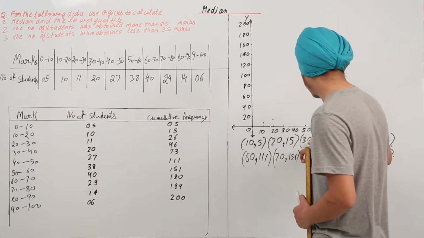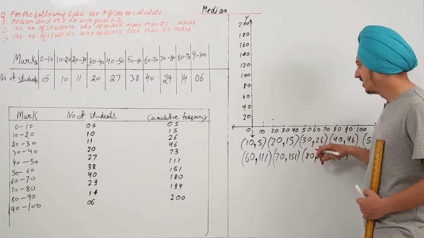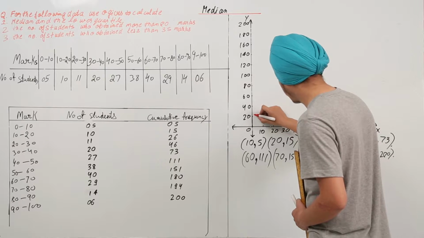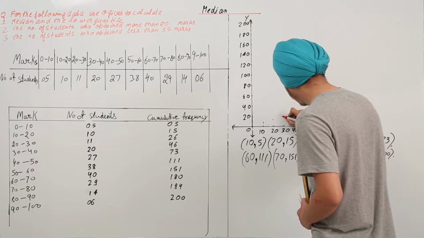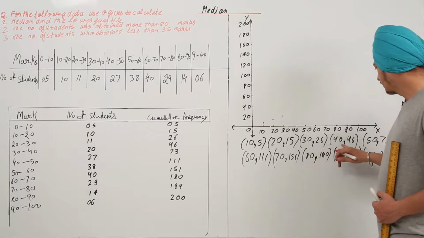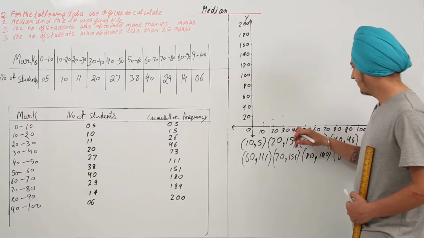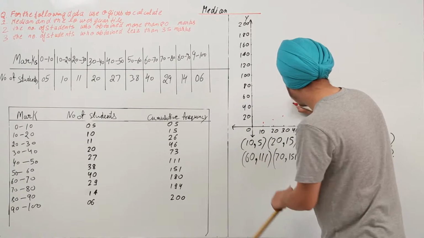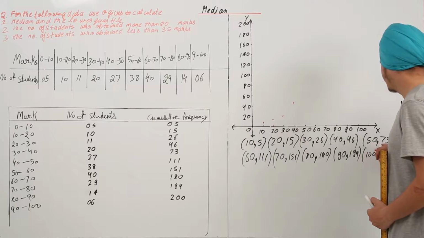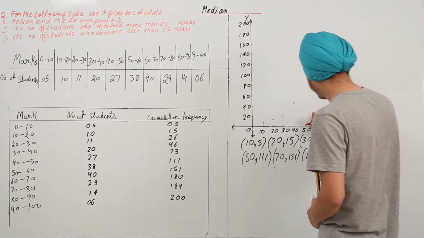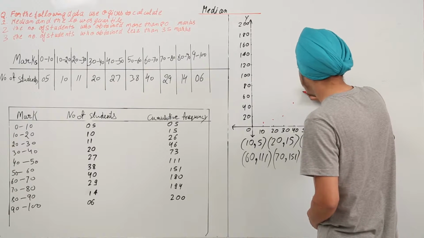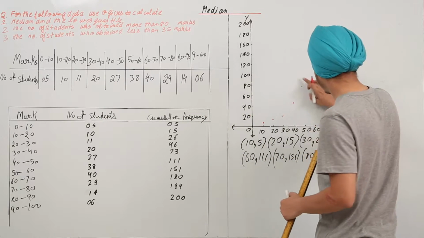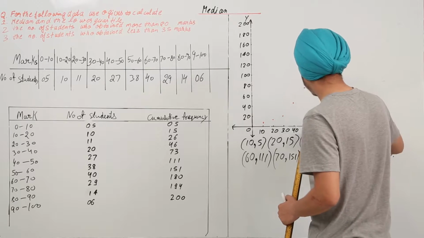Okay, next what do we have is 30 comma 26. So this is 30, this is 20 and this would be 26 over here. So this would be 30 comma 26. Okay, next we have 40 comma 46. So this is 40 and this is 46. Okay, next what do we have is 50 comma 73. So this is 50 and 73 would be after the middle of 60 and 80. So this is 50 comma 73.